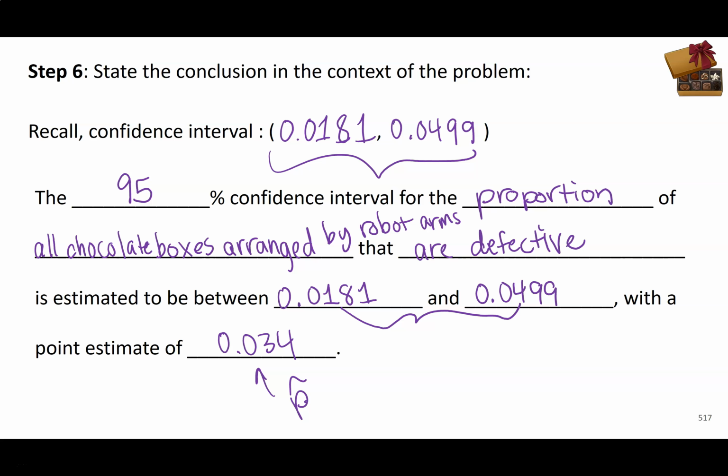So looks like on average here, these robot arms, when they're arranging chocolate boxes, somewhere from 0.0181 to 0.0499 of them are going to be defective, it looks like.